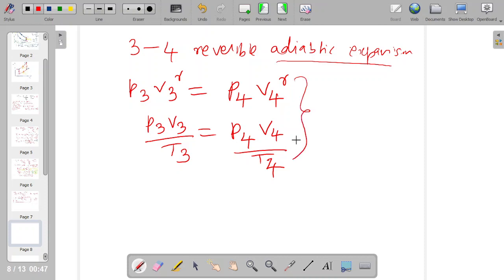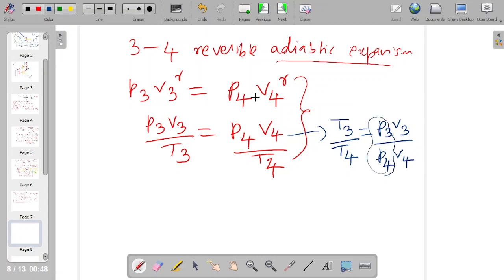So by combining these two equations, from this equation we can write T3 by T4 or T4 by T3. We can write it as T3 by T4. So T3 by T4 is P3 V3 by P4 V4. Now what is this P3 by P4? P3 by P4 we will get from this first expression.